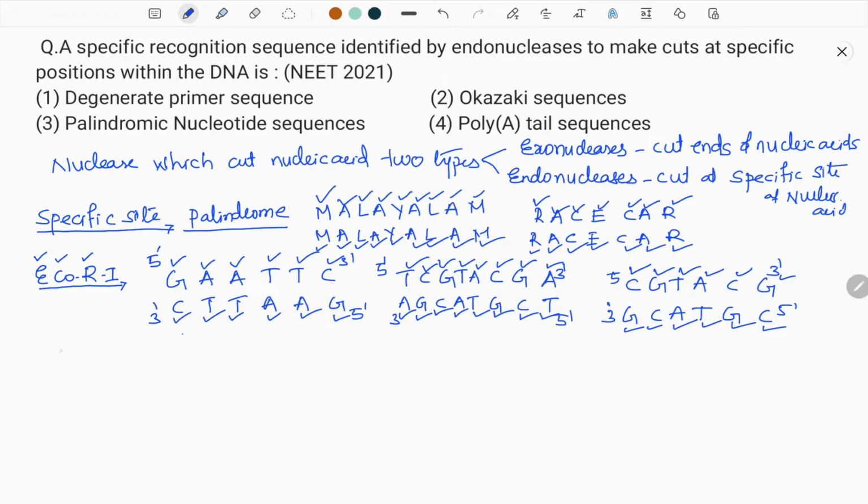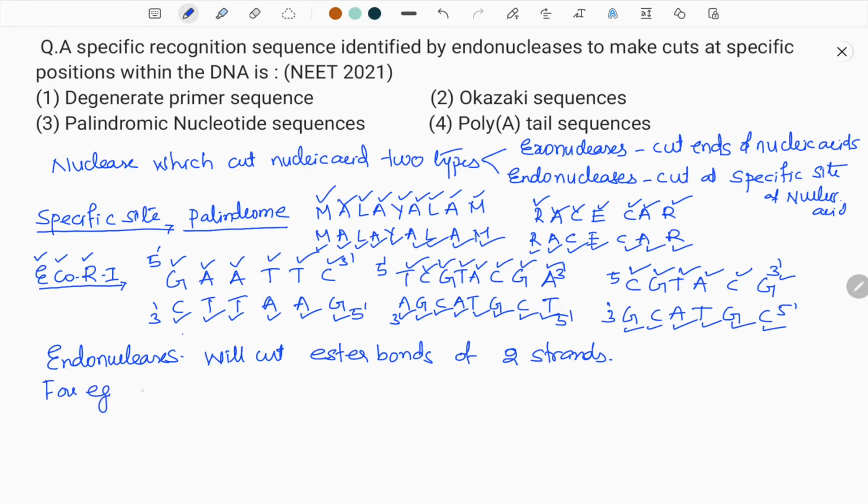So these enzymes, that is restriction endonucleases, will cut at ester bonds. They cut the ester bonds of the two strands. For example, let us take EcoRI.